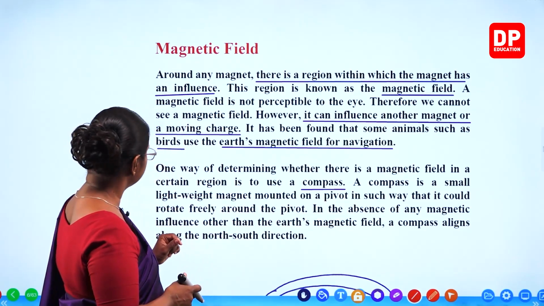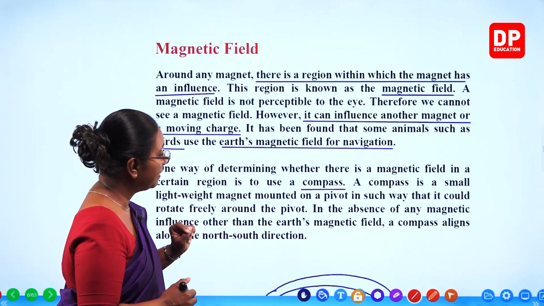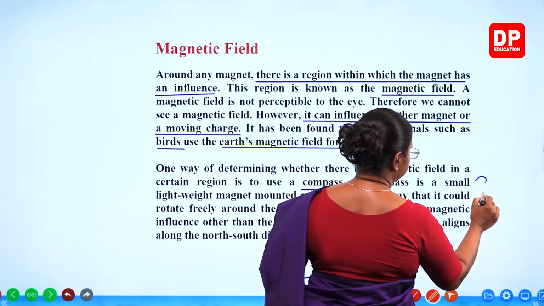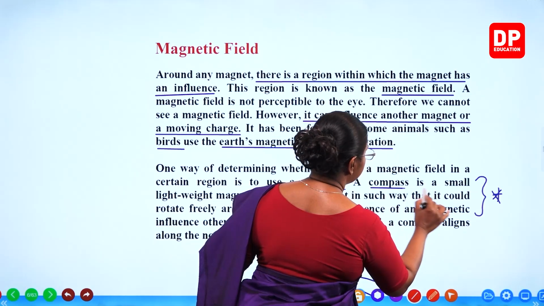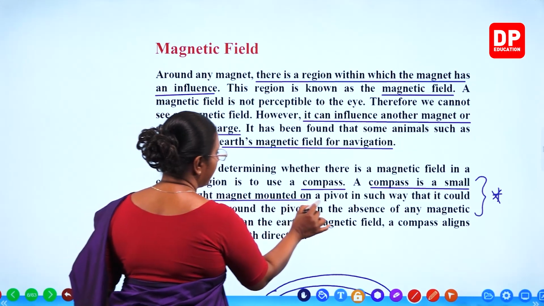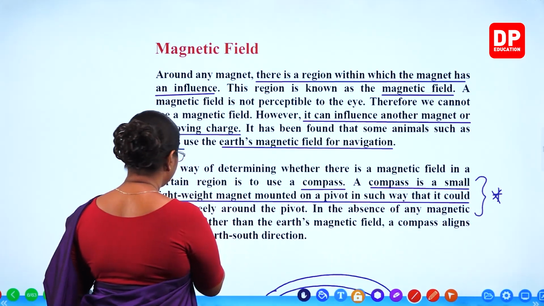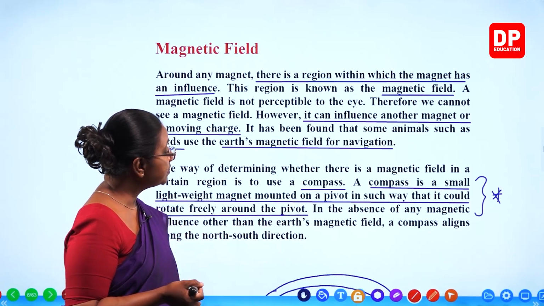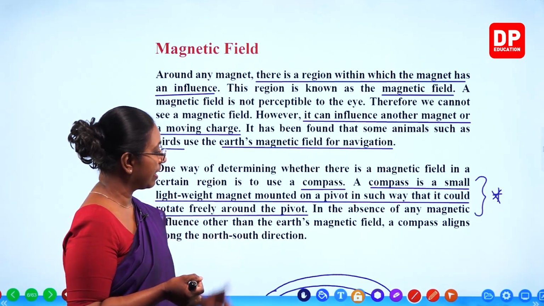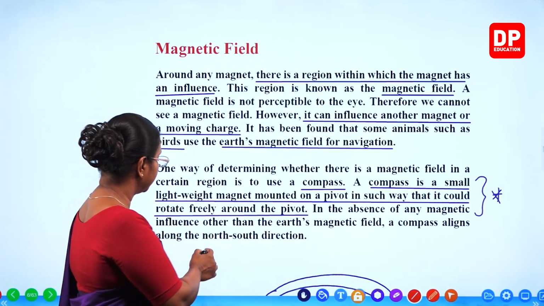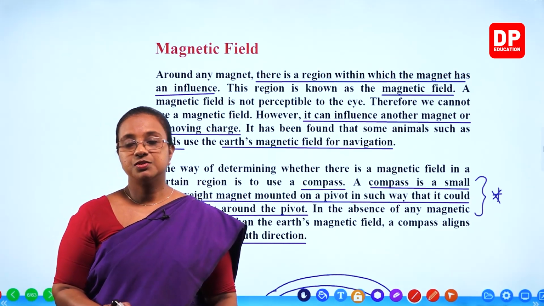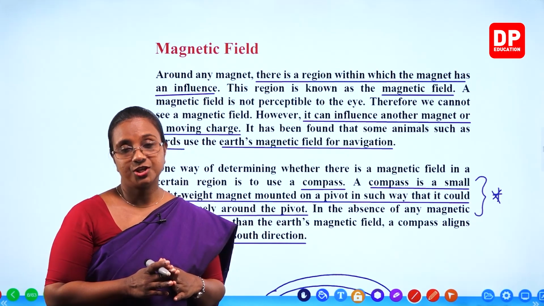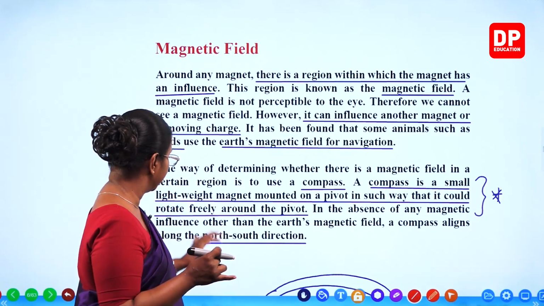So, a compass is a small lightweight magnet mounted on a pivot in such a way that it can rotate freely around the pivot. That is important. That is how you can identify the direction. In the absence of any magnetic influence other than the Earth's magnetic field, a compass aligns along the north-south direction. Like I said, normally the indicator of the compass aligns along the north-south direction. That is how the pointer is made.